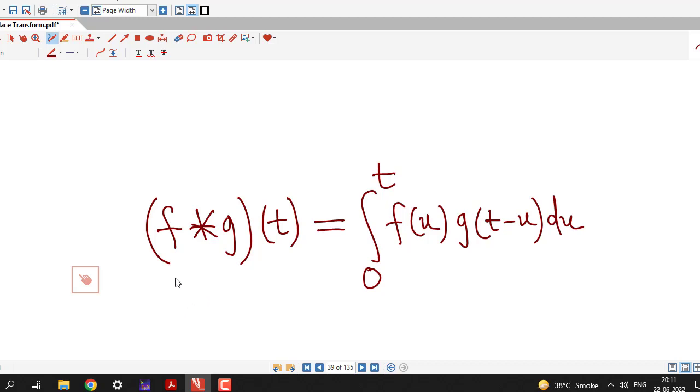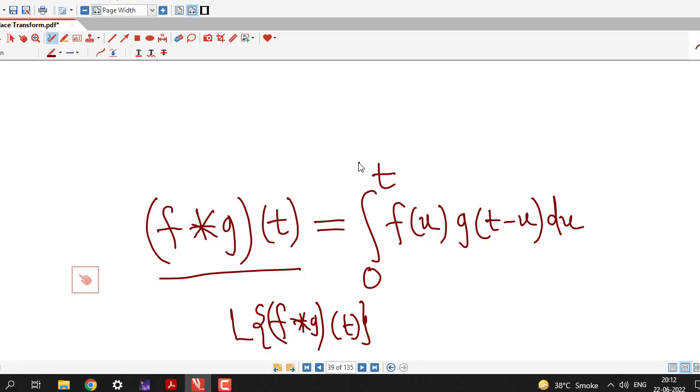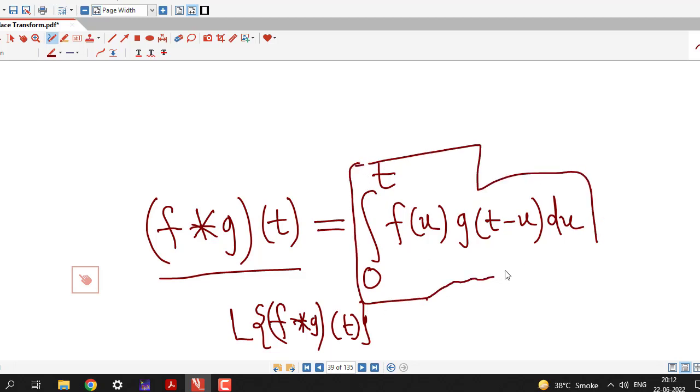In the next lecture we will see how to obtain the Laplace transform of the convolution of two functions without obtaining the convolution using this integral. Without obtaining the value of this integral, we are able to obtain the Laplace transform of the convolution. So that we will discuss in upcoming lectures.